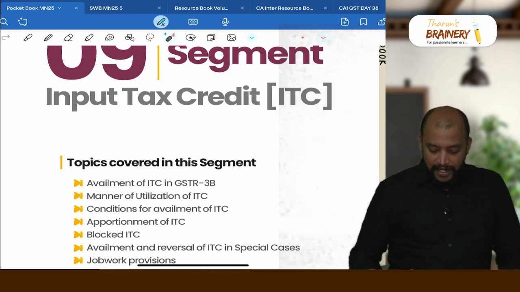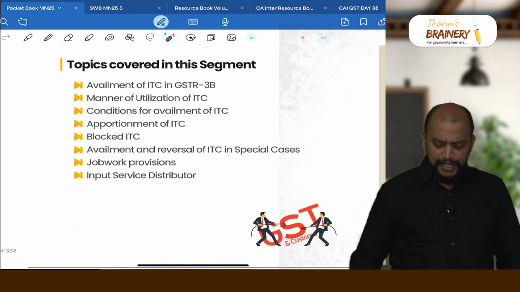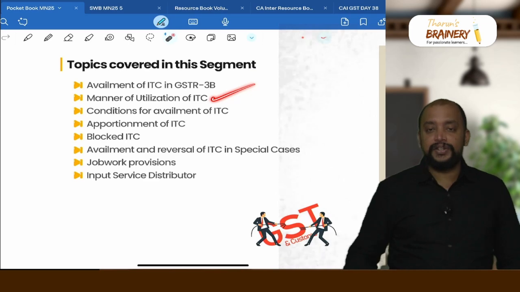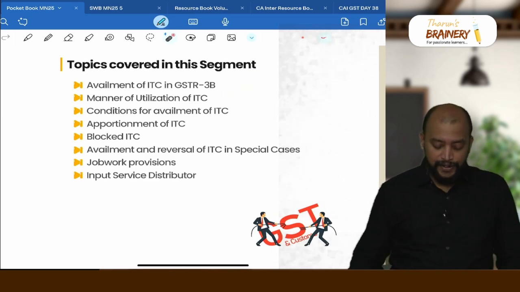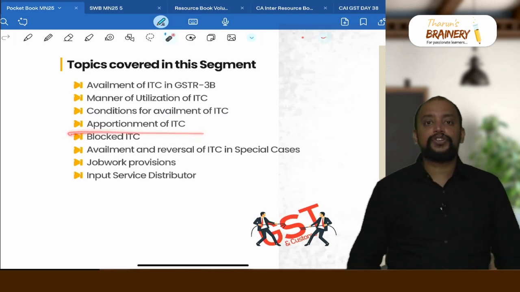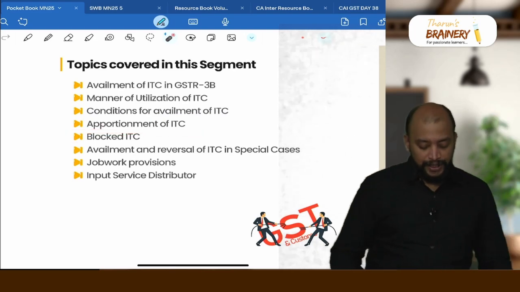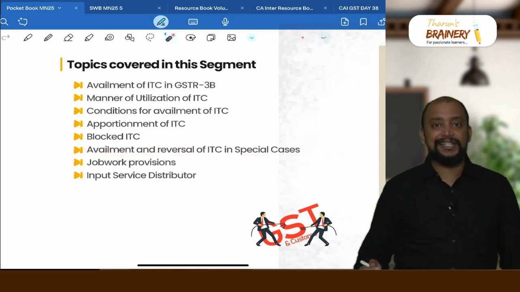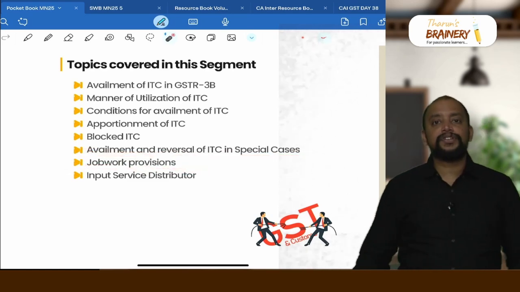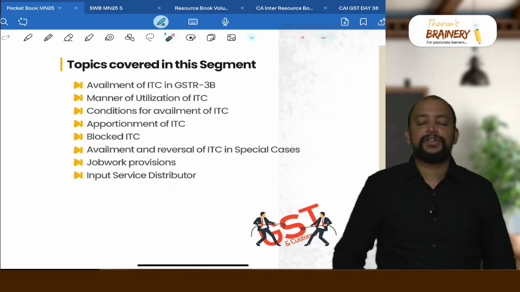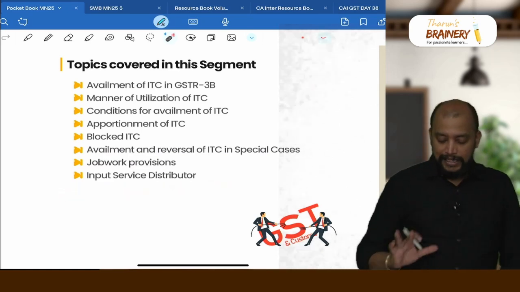So first we'll start with this ITC. These are the various topics that we are going to cover: availment of ITC in GSTR 3B, section 41, then section 49, subsection 5, manner of utilization of ITC, then section 16, condition for availment of ITC, then apportionment of ITC and blocked credit, section 17, then availment on reversal of ITC in special cases, that is section 18, job work provisions in section 19, then we have the input service distributor concept, sections 20 and 21. Okay, these are the areas.